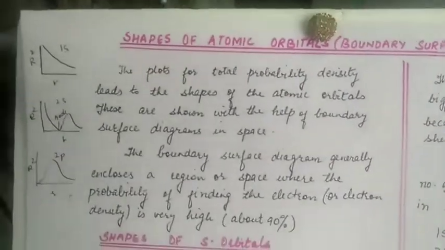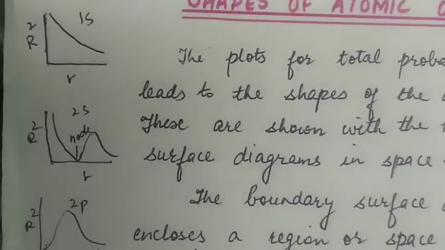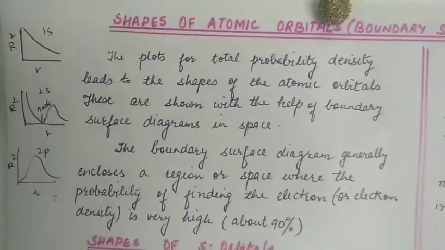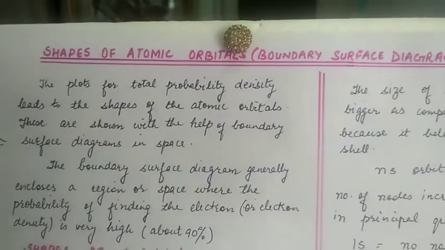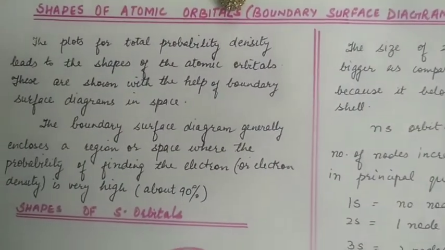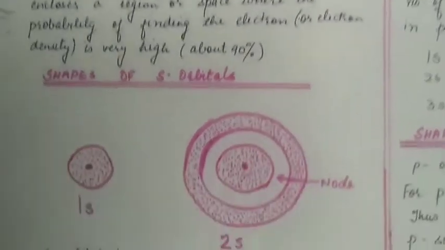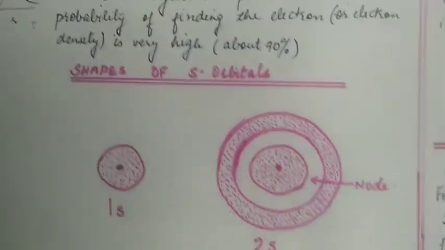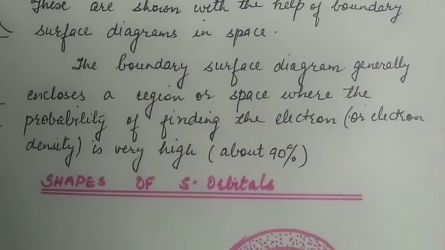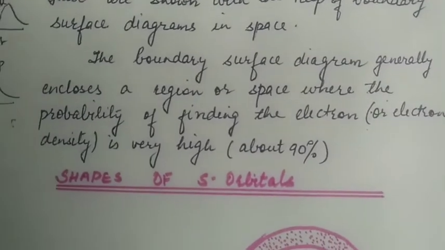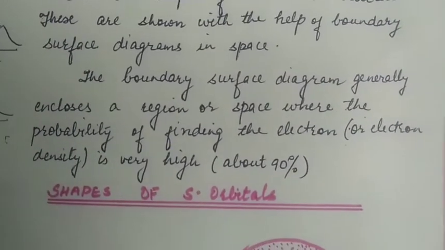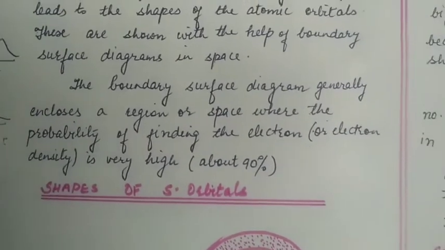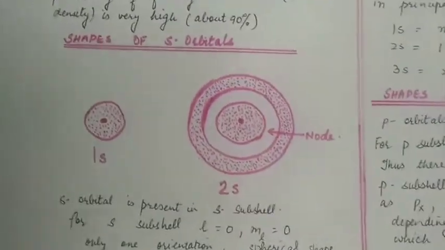So the plots of total probability densities for 1s, 2s and 2p can lead to the shapes of atomic orbitals. These are shown with the help of boundary surface diagrams in space. These are the boundary surface diagrams for 1s and 2s orbitals respectively. The boundary surface diagram generally encloses a region or space where the probability of finding the electron is very high. The electron density is very high, about 90%.